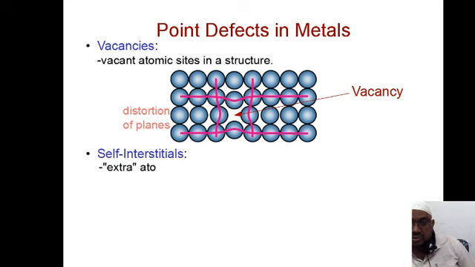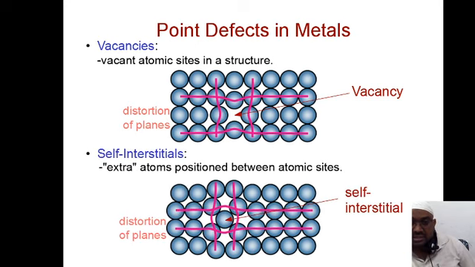Now, this is called an interstitial, an extra atom. You can see the extra atom position between the atomic sites. This exactly empty atomic site, we call a vacancy. And if I add an extra atom between the atomic sites, we call that a self interstitial, and definitely you'll get a distortion. So this is about the vacancy and the self interstitial.